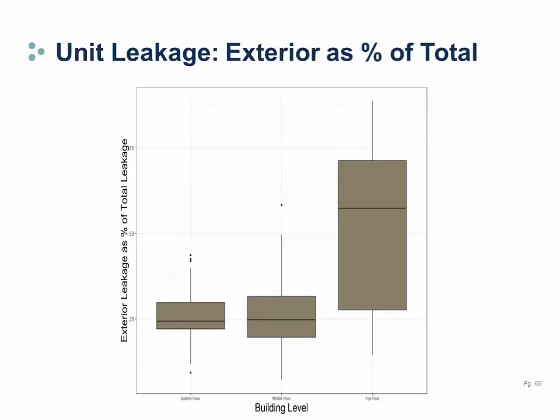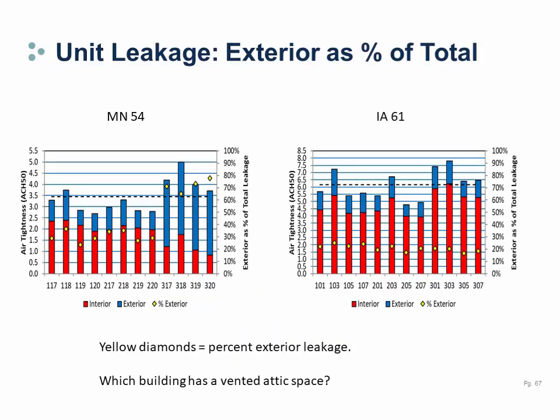This box plot shows the results for a single building broken out by floor level. You'll notice the top floor is not only leakier, but has a lot more variance. That's because this building had a vented attic. These two charts show a breakdown of per unit basis exterior versus interior leakage. The blue bars represent the exterior leakage, red bars indicate interior leakage, and the yellow diamonds indicate the percent of exterior leakage. If you're guessing that the building on the left is the building with the vented attic, you would be correct.